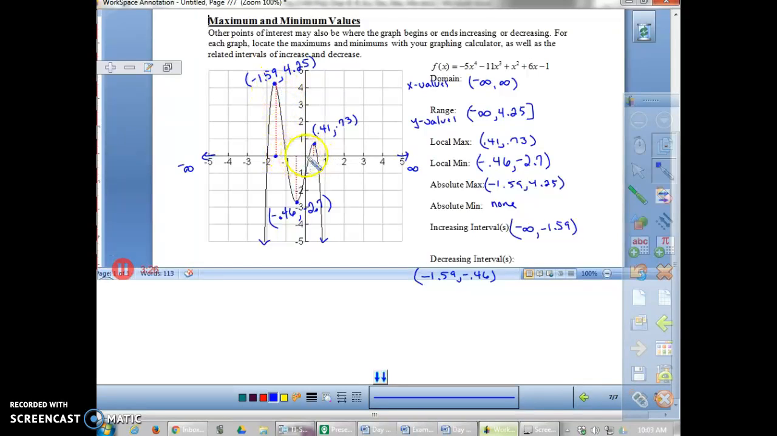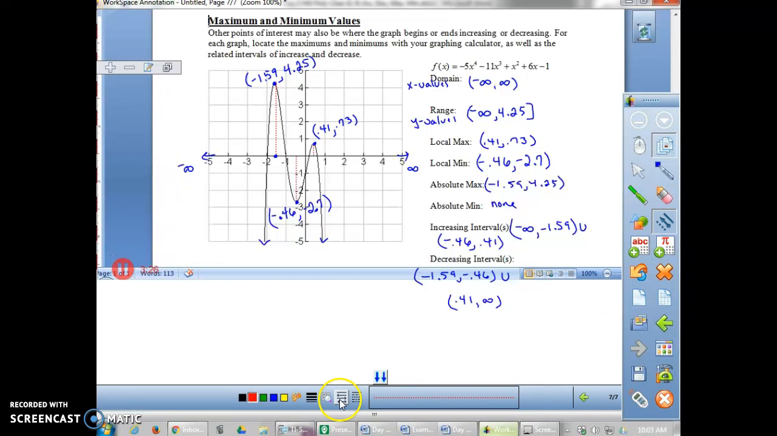Then it increases over this little interval here. So negative 0.46, comma, and it's going to go to this x right here of 0.41. So there's my increasing, and then it decreases again from 0.41 to positive infinity. And that pretty much takes you through the lesson for today.